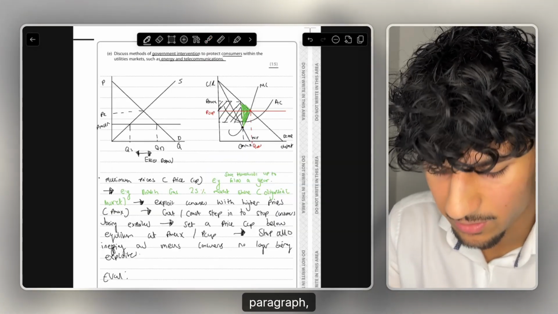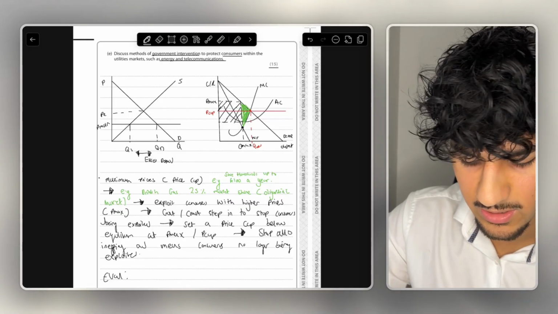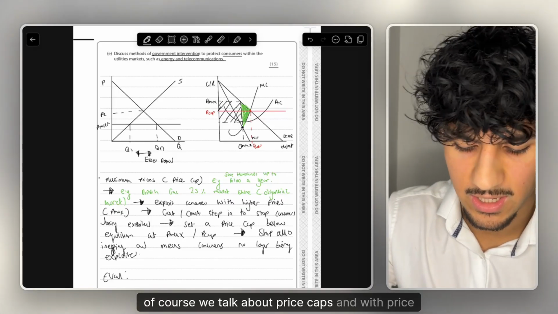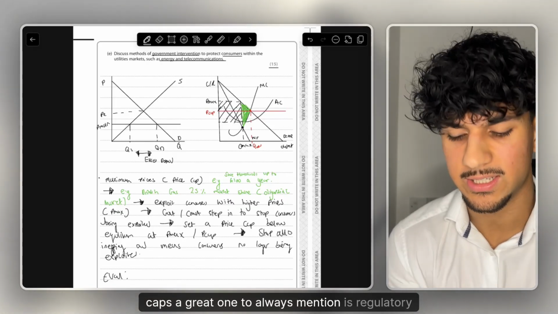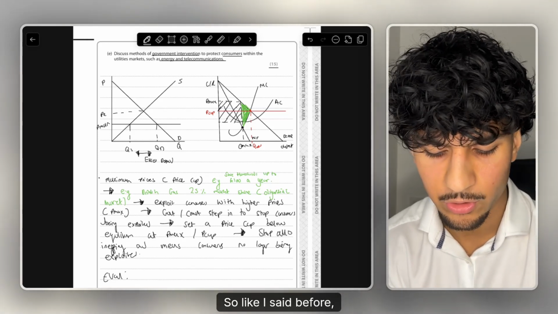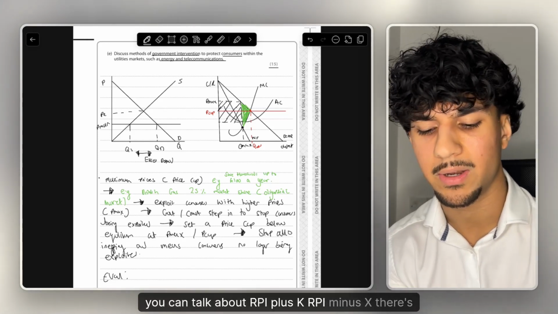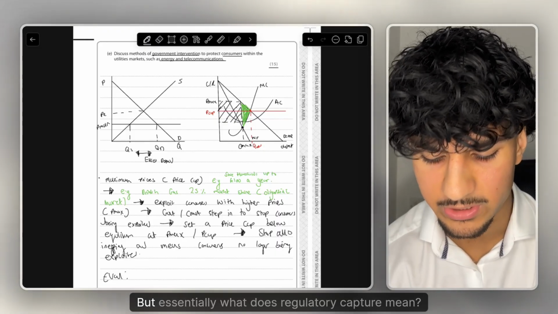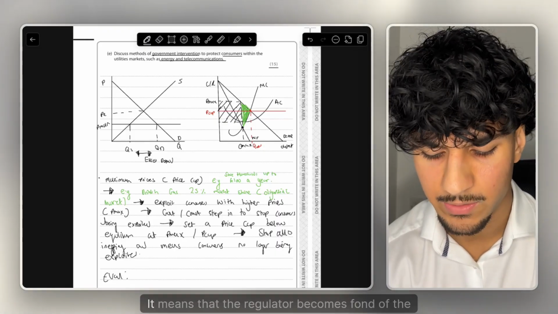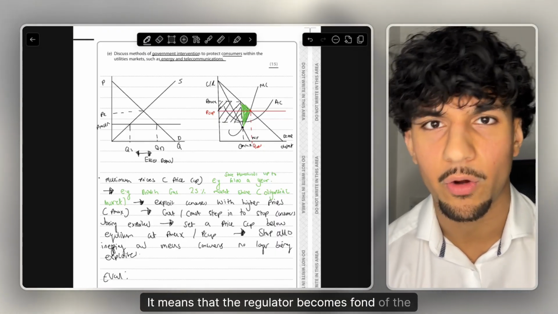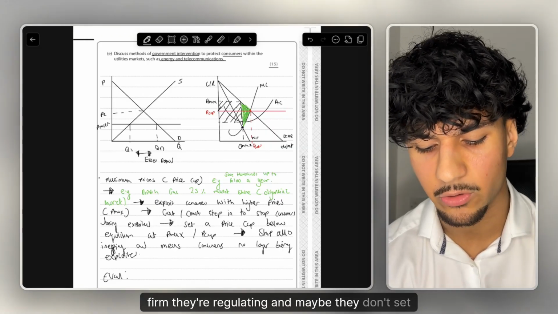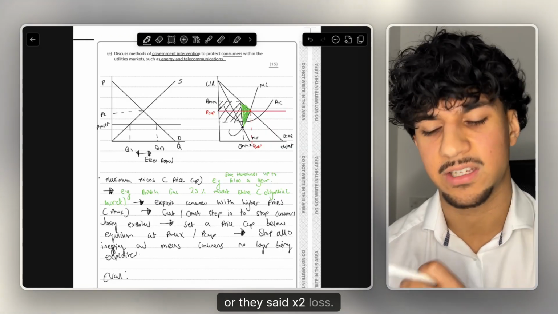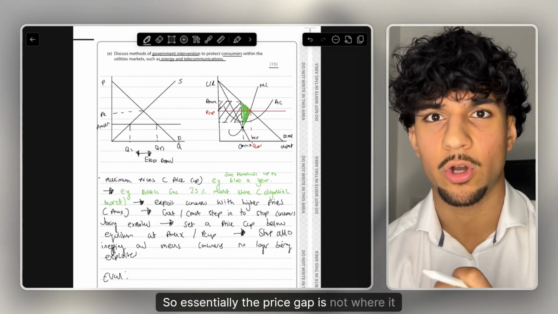evaluation stage of this paragraph, I am going to mention, of course, we're talking about price caps, and with price caps, a great one to always mention is regulatory capture. So like I said before, you can talk about RPI plus K, RPI minus X. There are some popular price caps. It's good information to know. But essentially, what does regulatory capture mean? It means that the regulator becomes fond of the firm they're regulating, and maybe they don't set the K too high or they set the X too low. So essentially, the price cap is not where it should be.